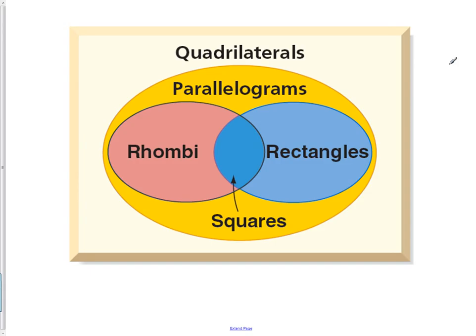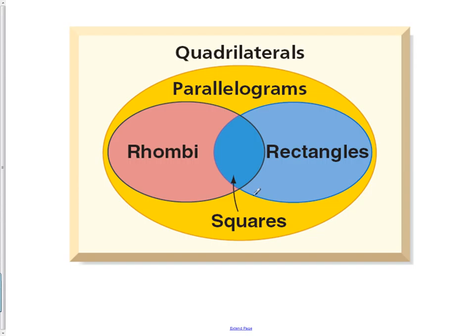Let's look at what we know about quadrilaterals. We have a Venn diagram here. As we look at the Venn diagram, we have a rectangle that represents every possible 4-sided figure, all the quadrilaterals we know that exist. Inside of that, we have the yellow oval, which represents all parallelograms. You notice if an object is a parallelogram, it also could be a rhombus, a rectangle, or a square.